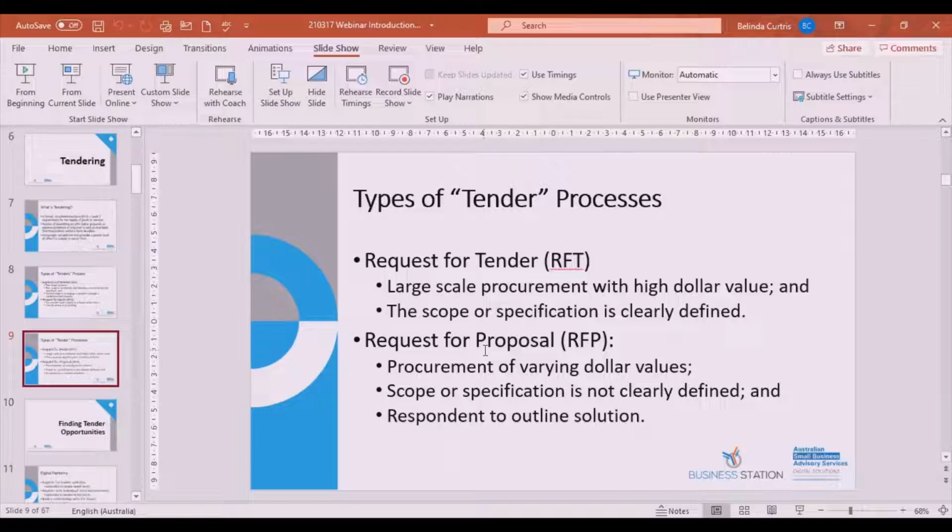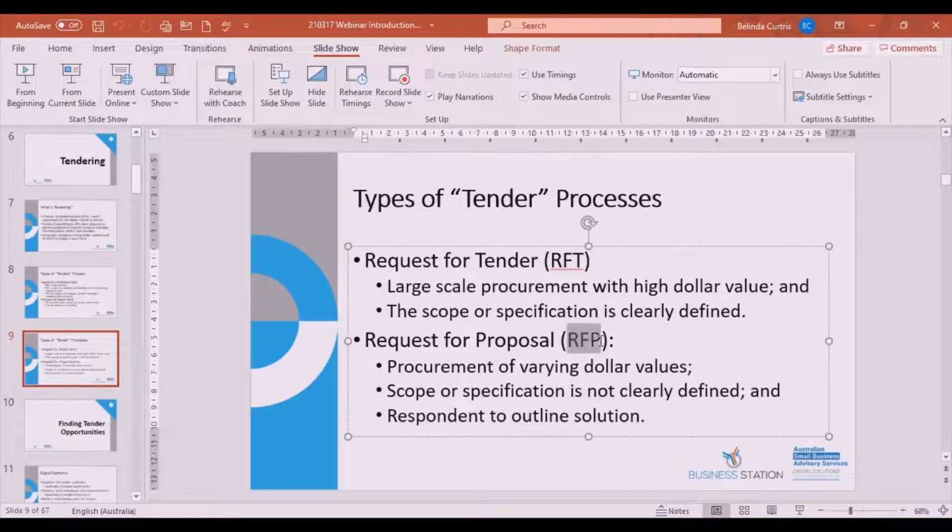So just be familiar with those terms, because that's going to determine the type of tender process it is and the type of response that you're going to provide.